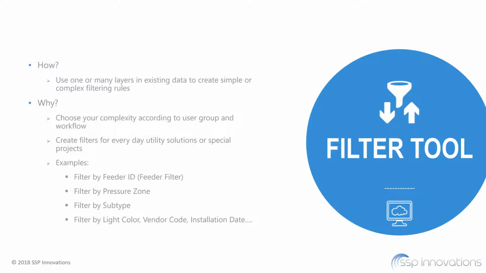But then this tool can be used to create simple filters for any everyday purpose or special project, and this was a specific request. So what could some of these examples be of things that you could do every day, or something that might be a special project? Maybe you need to filter by pressure zone. You know, the guys in the field need to do that. Maybe they need to have a filter that filters a particular feature by a subtype. Maybe you're an admin person and you need to create a filter that will do it by a specific vendor code or an installation date. As long as there is a common value in any of the layers that you want to filter, you can combine them into anything that really meets that business need.